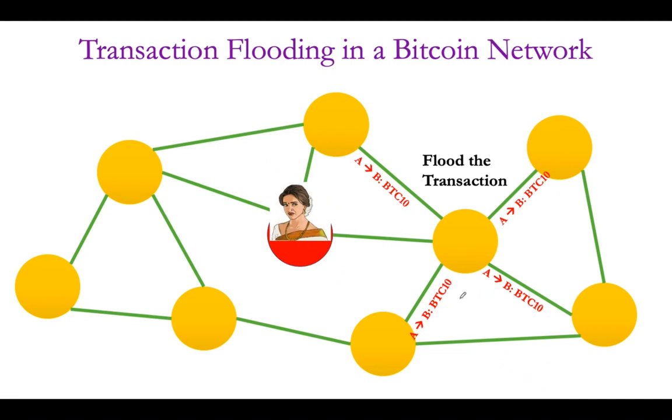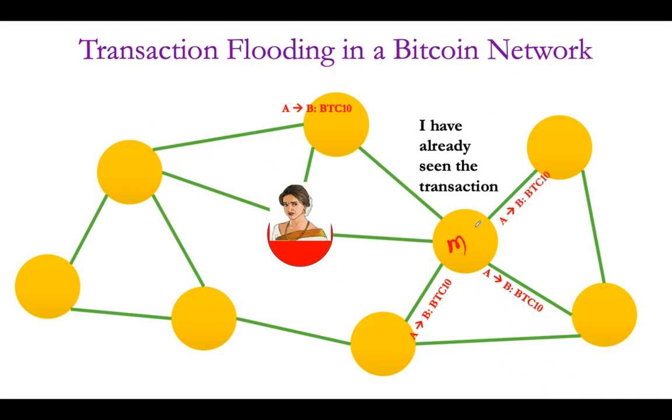Other users in the network. So that valid transaction will be, I have already seen the transaction, if anyone is already doing that. So once the transactions are validated, then what happens? It will create a miner. Suppose this node is the mining node, that mining node will try to create a block.